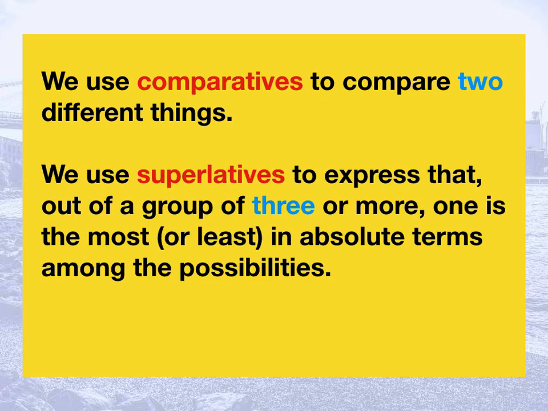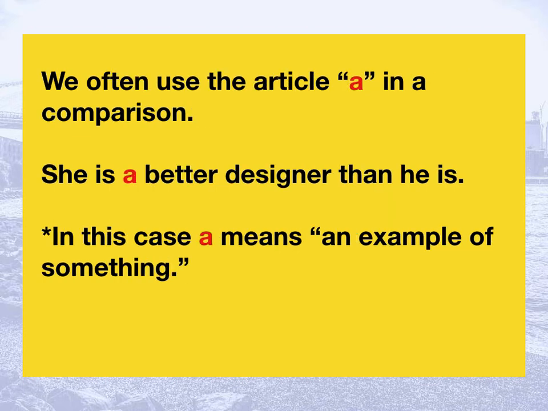So going back to the main point, the main idea, we use comparatives to compare two different things. Instead, we use superlatives to express that in a group of three or more, one is the most or the least, in absolute terms among the possibilities. Looking at the use of articles, we often use a in a comparison. She is a better designer than he is. And in this case, a means an example of something.